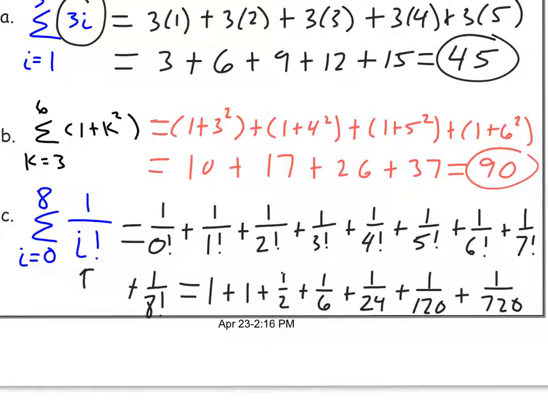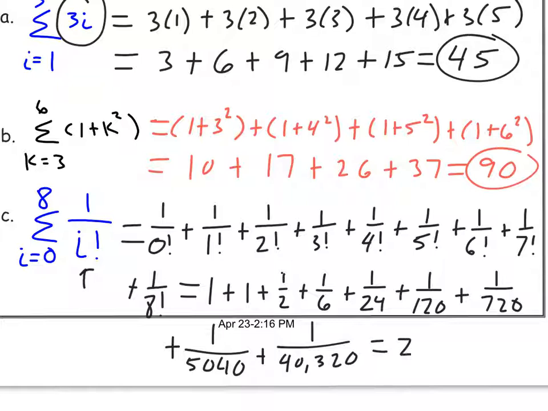Now I want you to see on this one a couple things. Factorials start to increase really, really fast because now 720 gets multiplied by 7. So 7 factorial is 5,040. 8 factorial is 40,320.